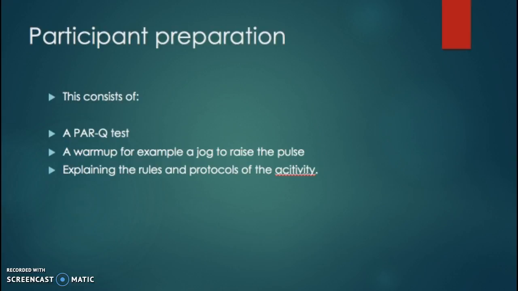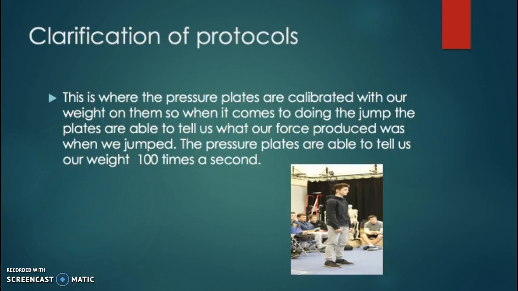Another rule was that we had to measure our weight in newtons in order for the force plates to measure how far we were actually jumping. So what this clarification of protocols means is that when we stand on the pressure plates, it takes our weight, and once it has our weight, it can then tell us, using our weight, the force produced when we actually have that boost of jumping up off of it. And then from that it can also tell us our height by measuring our weight 100 times a second.